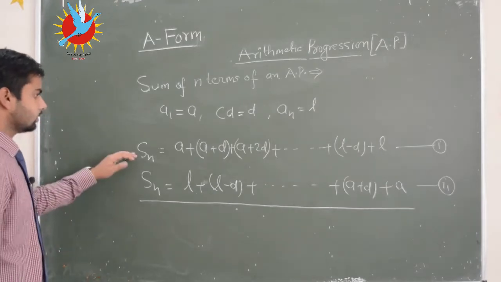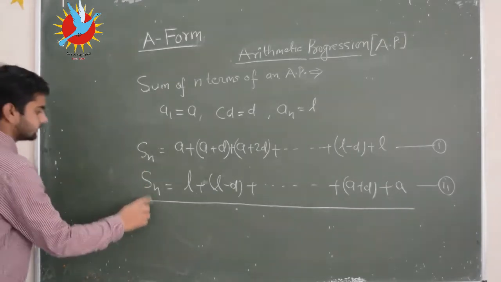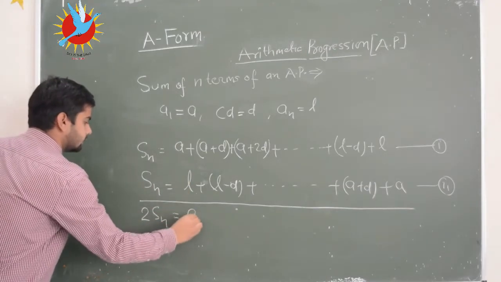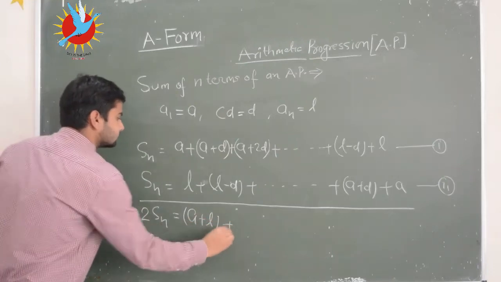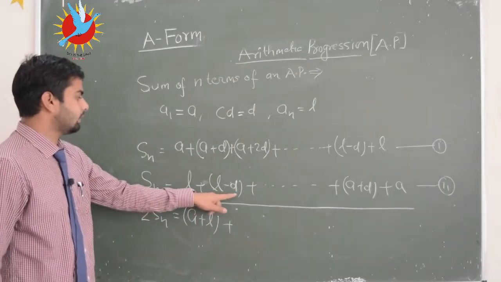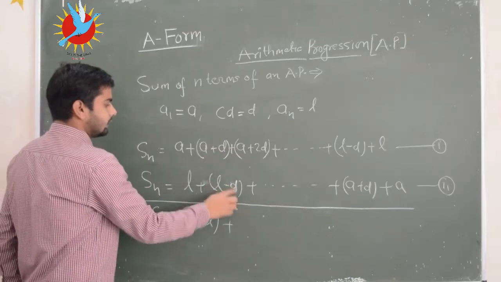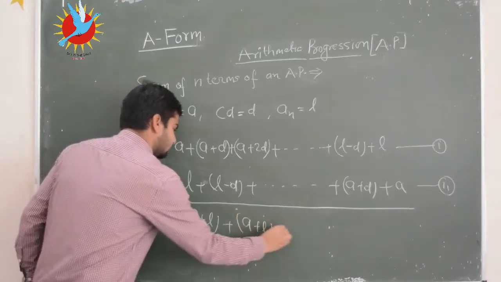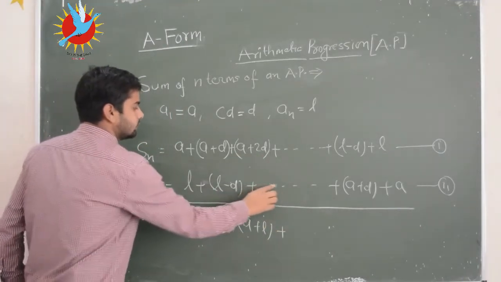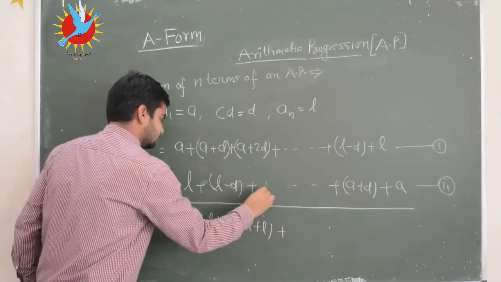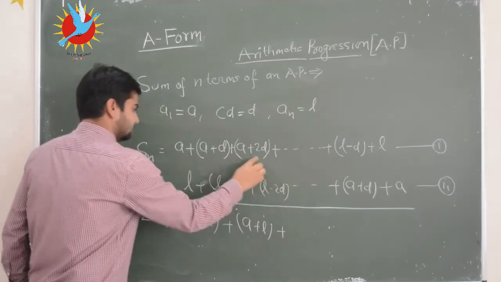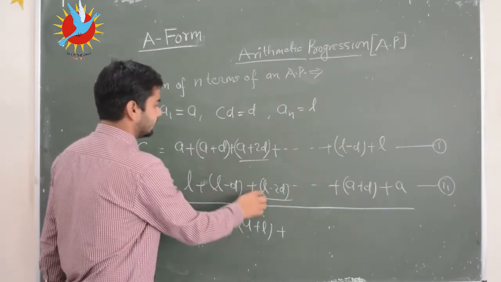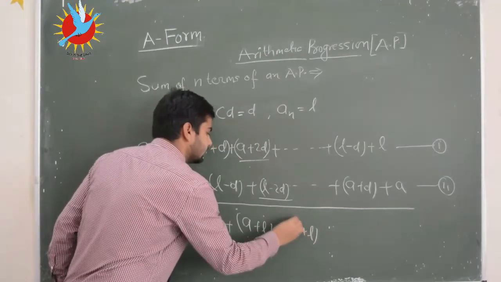Now we want to add these two equations, so Sn and Sn will make 2Sn. A plus L will make A plus L, plus A plus D and L minus D. D plus D and minus D will get cancelled and we will get A plus L. In the third term, here A plus 2D, here it will be L minus 2D. If we add these two terms, minus 2D and plus 2D will get cancelled out and we will get A plus L. So here it will be A plus L.